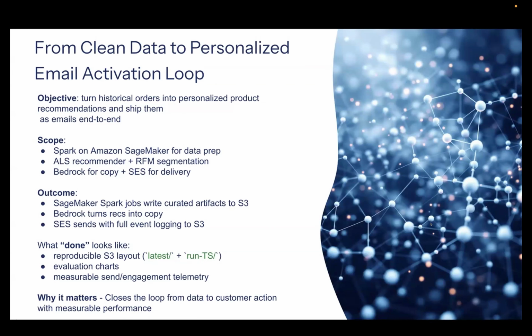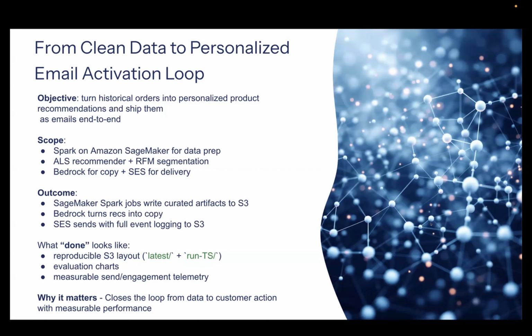Hi everyone. This is Peter, and I will talk about the machine learning part. We set out to close the loop from historical orders to actionable, measurable customer outreach. All the heavy lifting, like data preparation and feature engineering, runs as a Spark job in Amazon SageMaker. We then train and evaluate an ALS recommender and build RFM k-means segments in SageMaker Studio. We use Amazon Bedrock to turn recommendations into strict JSON email copy and Amazon SES to send with full telemetry.